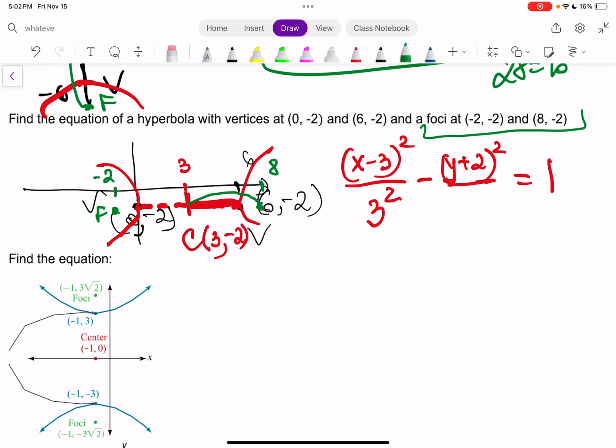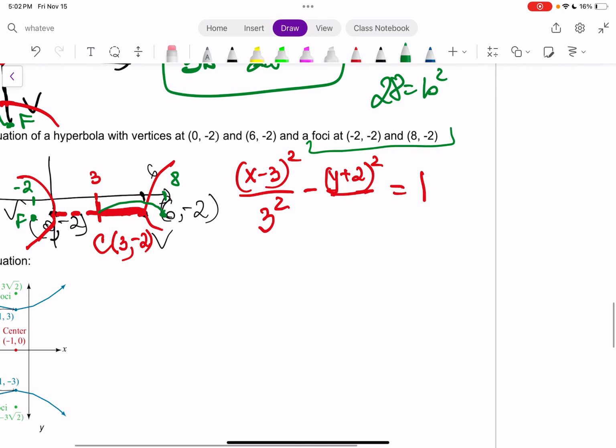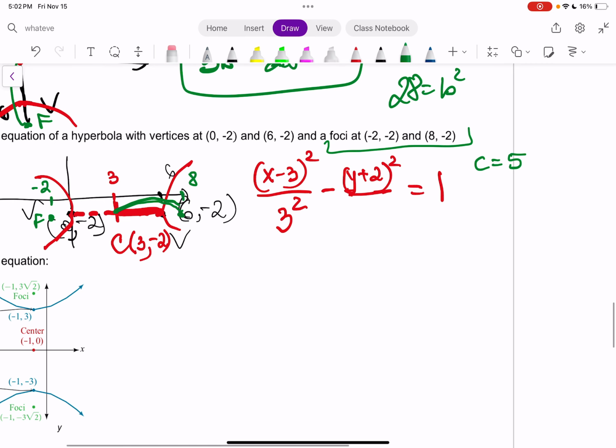So therefore, I could tell that the C value is 5. So there's 3 units from the center to the vertex, and then an additional 2 units to hit the focus. So 5 units for that. So A is 3, C is 5.